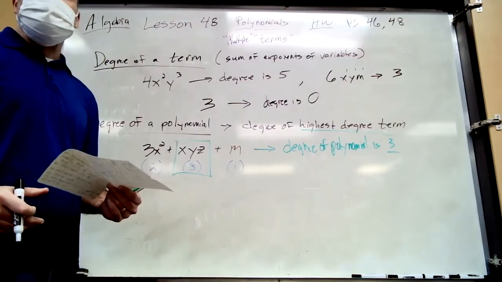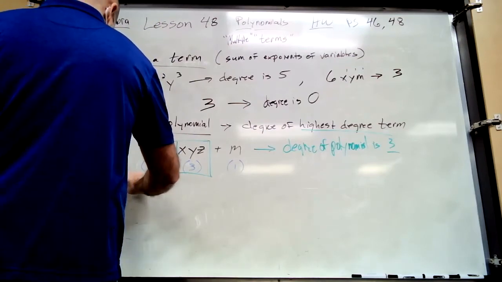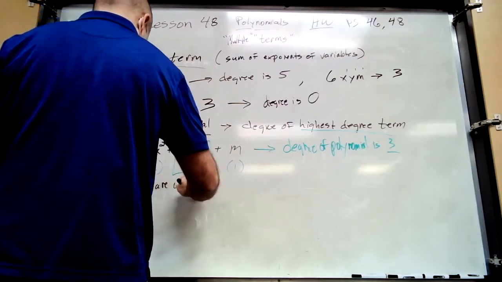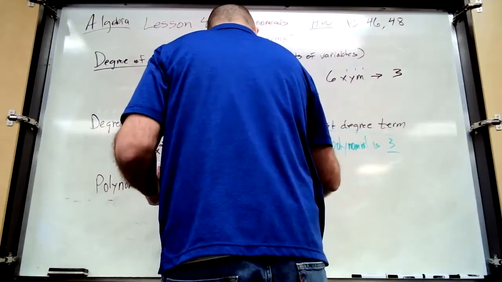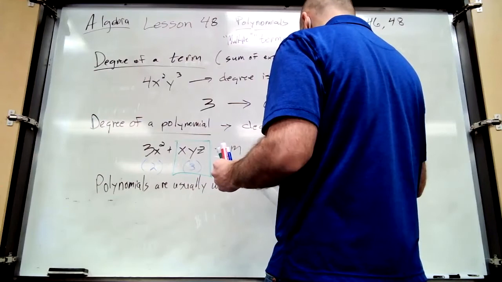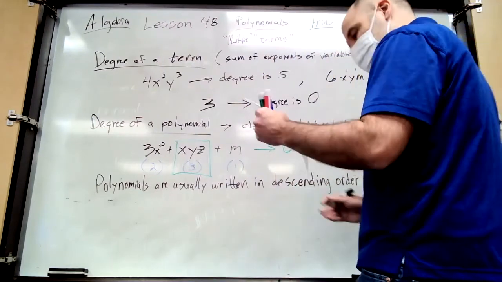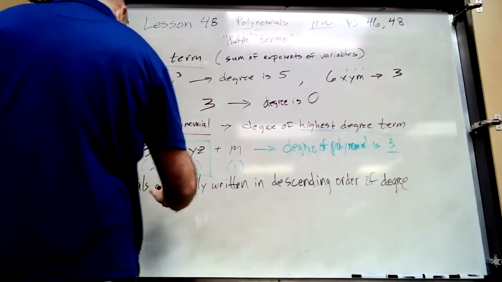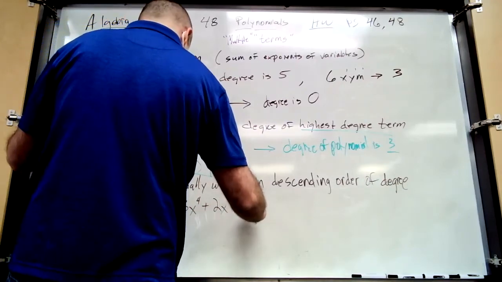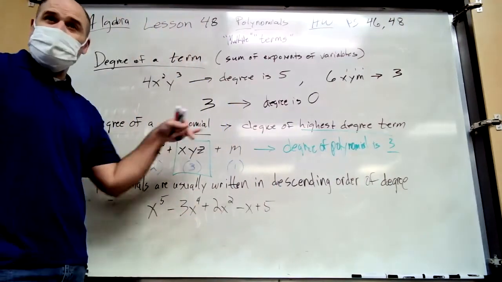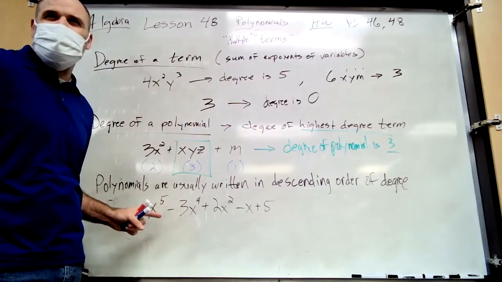Now, usually polynomials have a standard form, and they are usually written in descending order. Descending order meaning the degrees. Okay? So for example, x to the 5th minus 3x to the 4th plus 2x squared minus x plus 5. See how the exponents go down? And it's easy to see this when there's only one variable, right? You just put the one with the biggest exponent first. Okay?